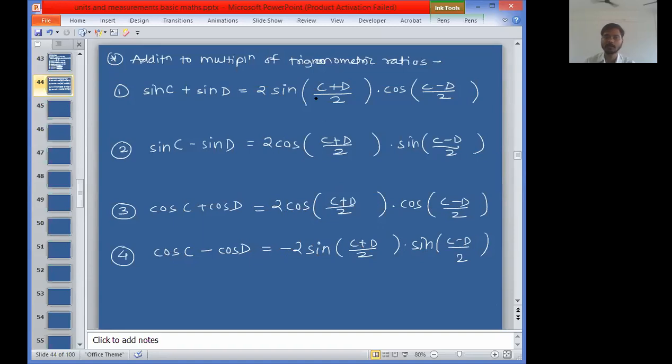What is inside the bracket? First bracket is addition upon 2. Second bracket is subtraction upon 2. Subtraction of what? Subtraction of angle, C minus D upon 2. Here, C plus D upon 2. Okay? Addition of trigonometric ratios converted into multiplication of trigonometric ratios.